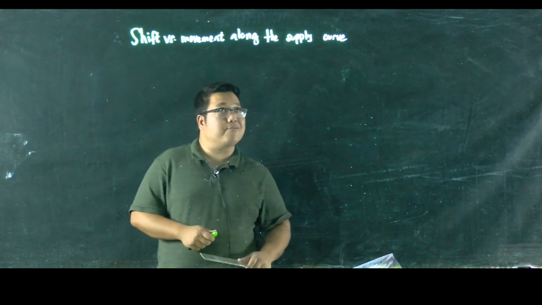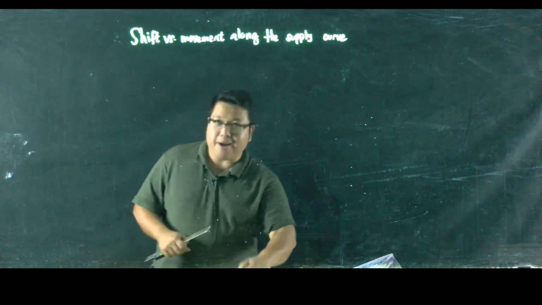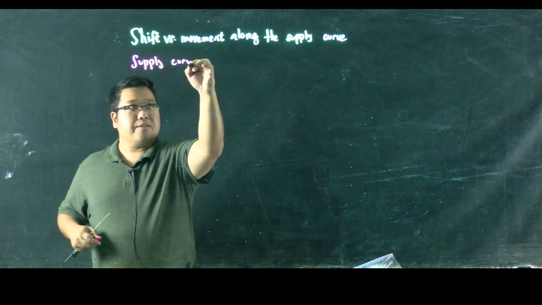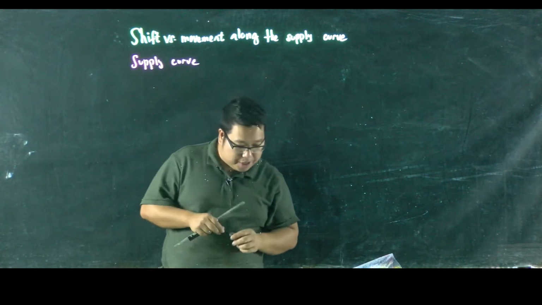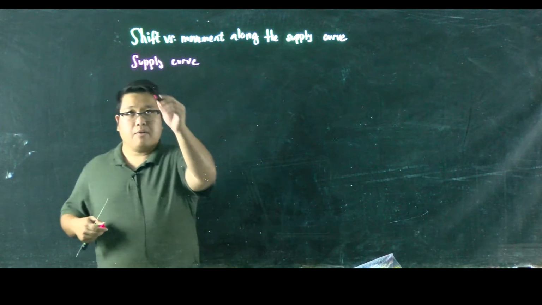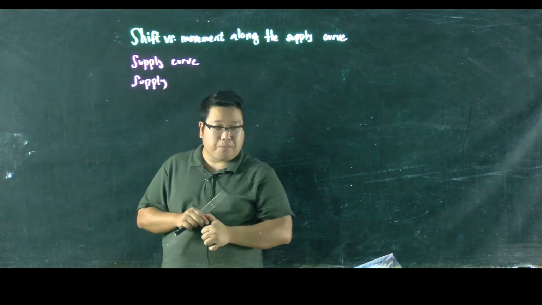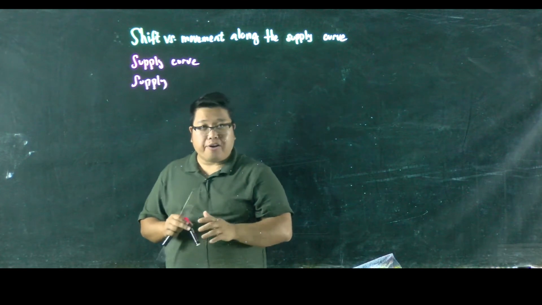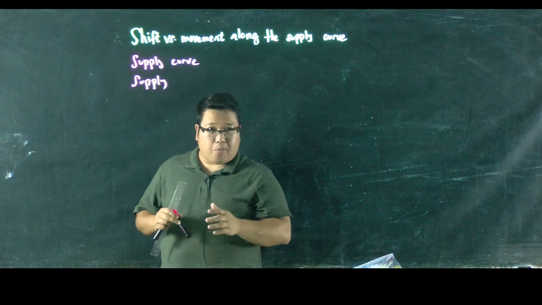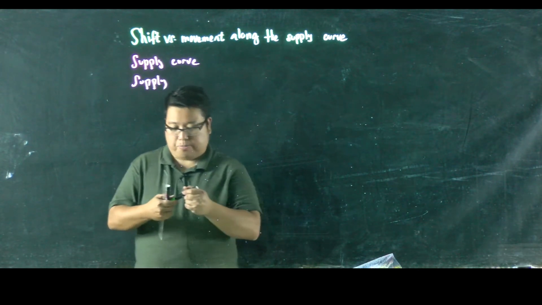So now we talk about shift versus movement along the supply curve. So same idea. The supply curve gives us a graphical relationship between quantity supplied and price, other things equal. And supply, just supply, gives us the entire relationship between quantity of some commodity that producers are willing to sell and the price of that commodity, other things equal.